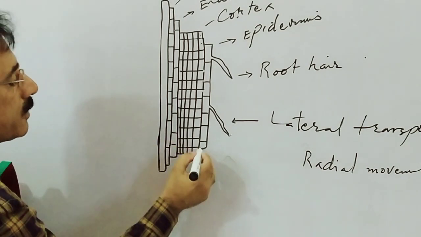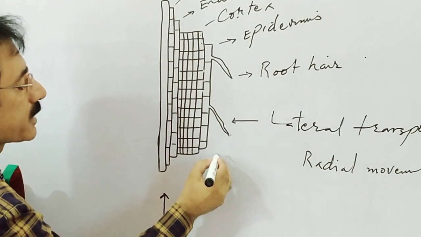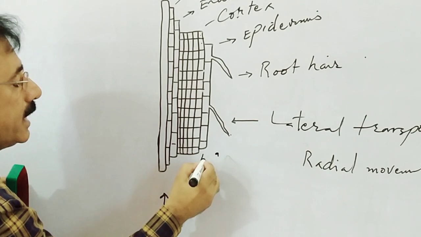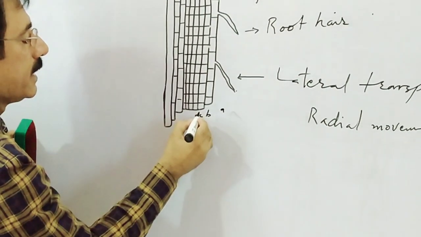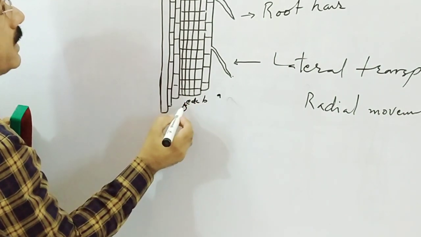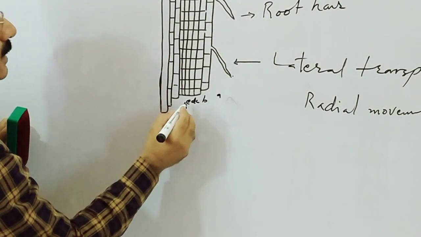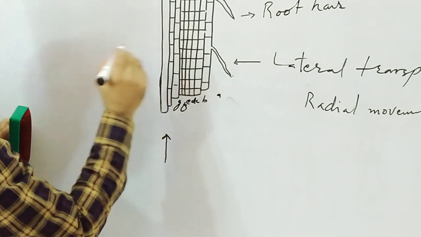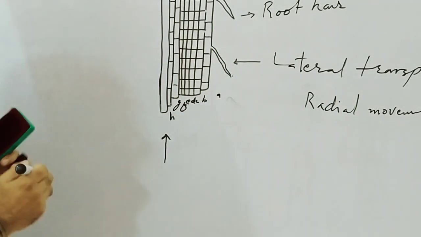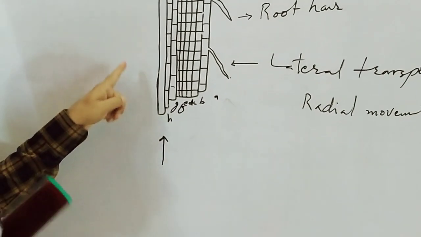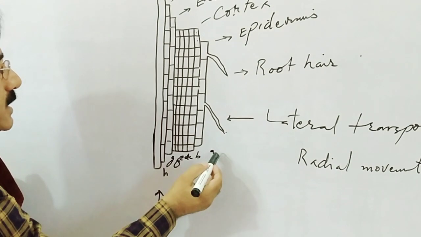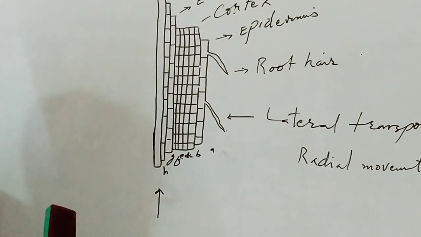Let us see the epidermal cell, the first cell, which is supposed as cell A. The first cell of the cortex is supposed as cell B, then C, D, E and F. The endodermal cell is supposed as cell G, the pericycle cell is supposed as cell H, and the first cell of the xylem is supposed as cell I. Cells A, B, C, D, E, F, G, H: the distance of these 8 cells is covered by the water.